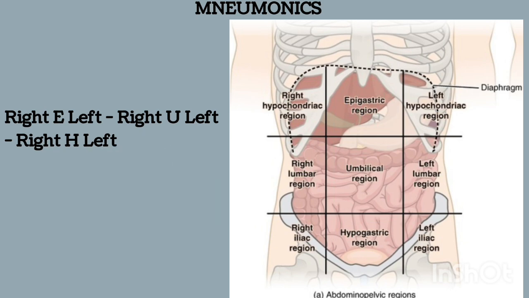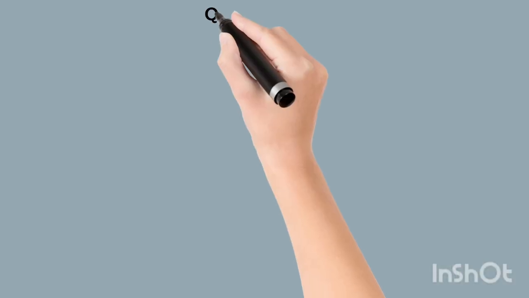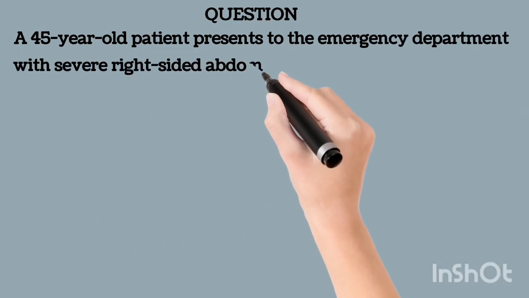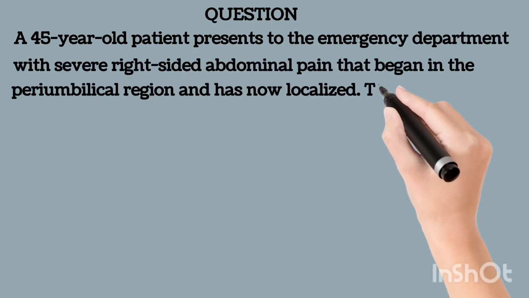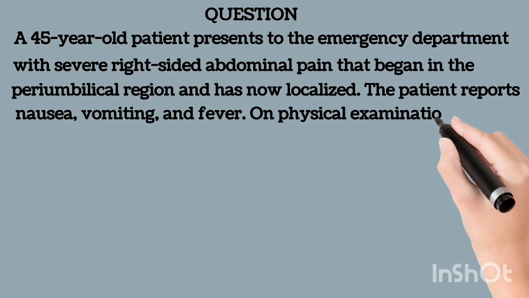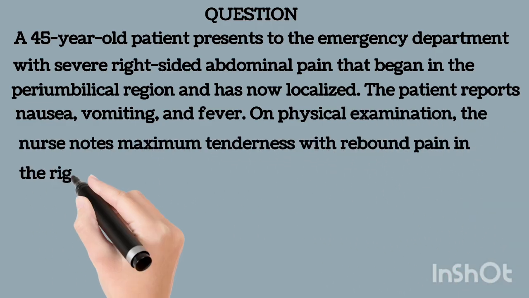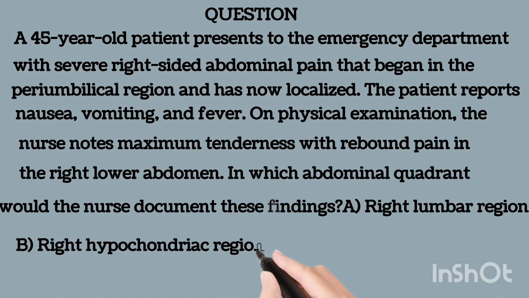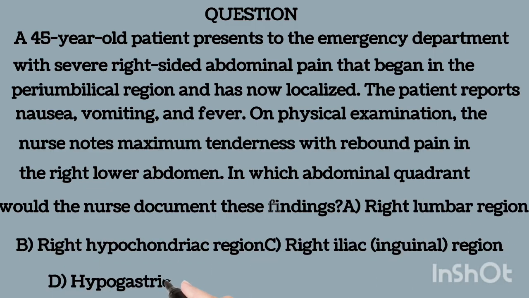So to make this further clear, to make it clear for our head now, let's use an example, a question to further help understand this. A 45-year-old patient presents to the emergency department with severe right-sided abdominal pain that began in the peri-umbilical region and has now localized. The patient reports nausea, vomiting, and fever. On physical examination, the nurse notes maximum tenderness with rebound pain in the right lower abdomen.